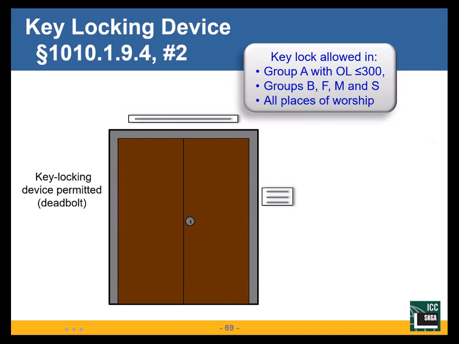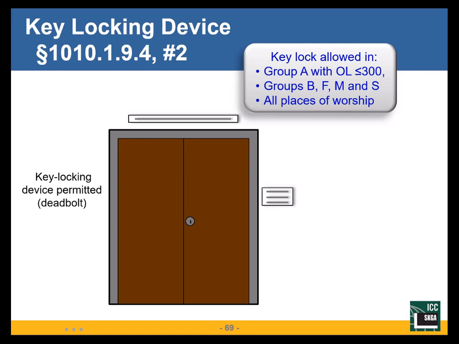I'm sure you've been into a facility that doesn't have panic hardware or a lever action on the front door. Instead, it's got a deadbolt. That's allowed in certain situations. It's a group A occupancy, the occupant load's no more than 300, it's a B, F, M, or S occupancy, or it's a place of worship, regardless of occupant load. It's allowed on the main entrance.